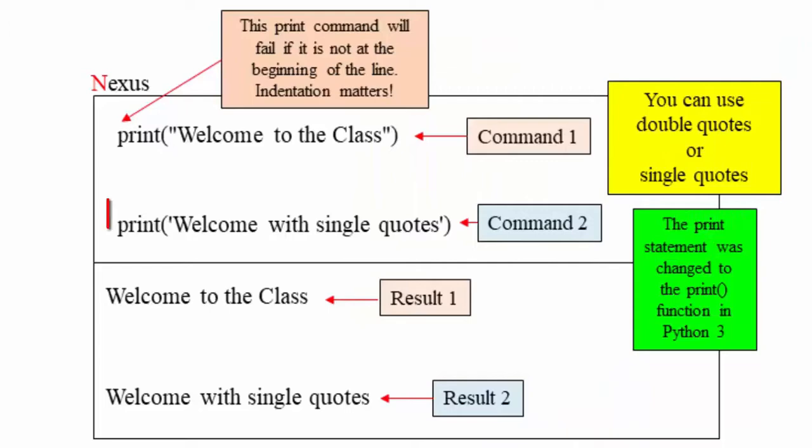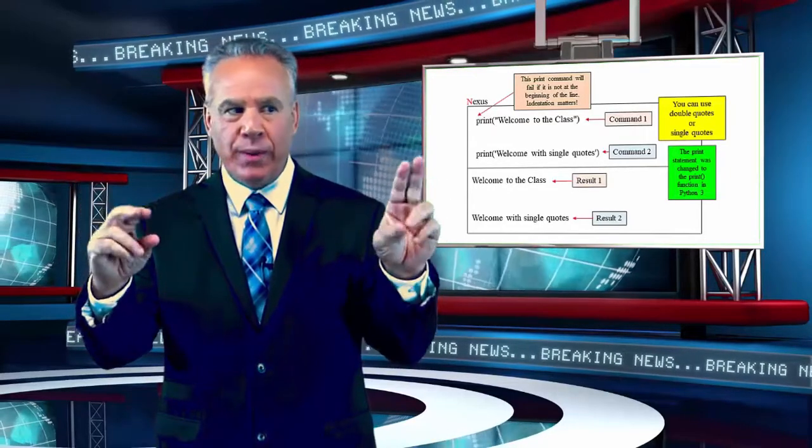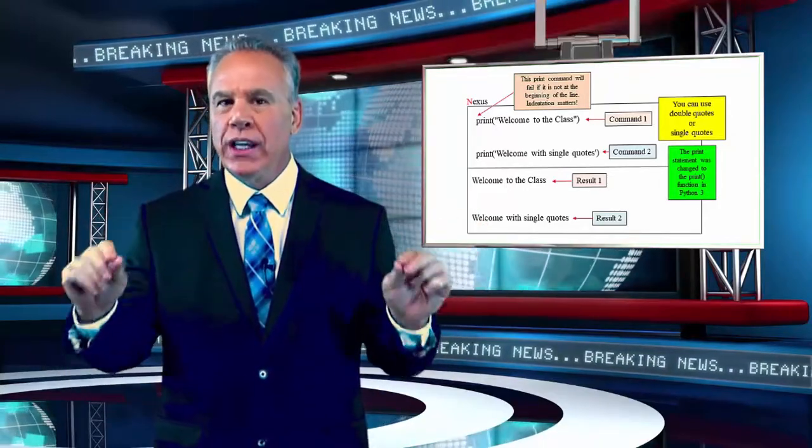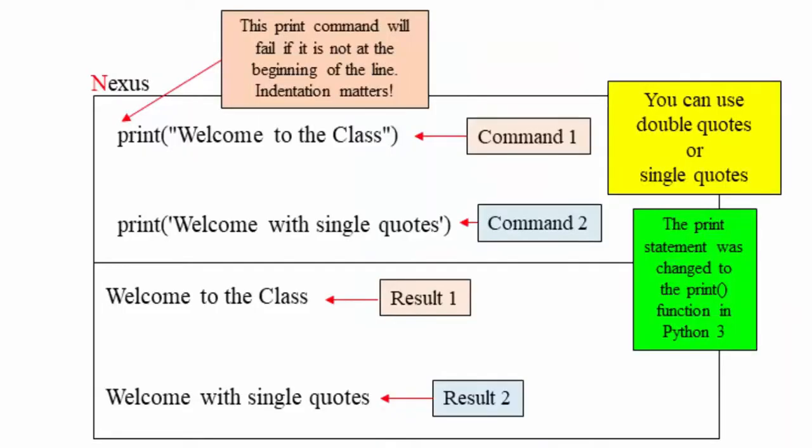Now, here's another important part of this. I've run it again, but I used single quotes. You can use double quotes to begin and end, or you can use single quotes to begin and end, and it doesn't make a difference at any time. Those are totally interchangeable. So in the second example, I'm going to say print, space, open paren, single quote, welcome with single quotes, single quote, close paren. And both of those are going to work perfectly.